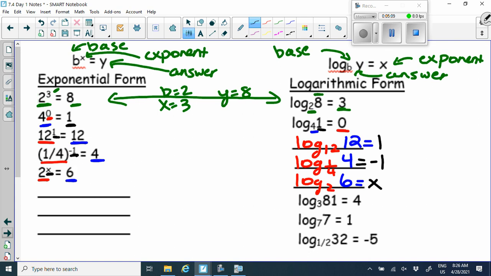So all I'm doing is following the two different forms. My b is the same thing as the b on the log, the x is the same thing as x on the log, and y is the same thing as y on the log.